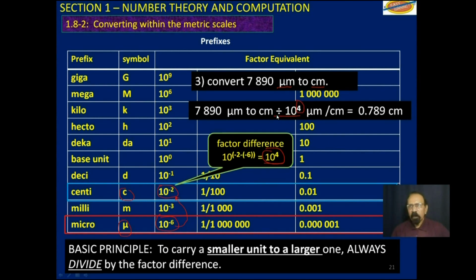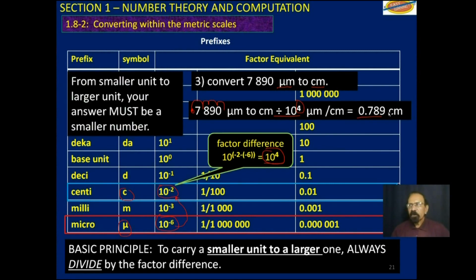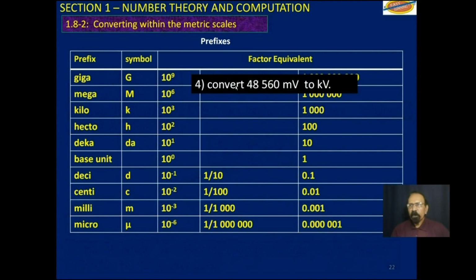There's a 4 here. You move this point 1, 2, 3, 4 places, and you get 0.789 centimeters. Remember again, you are carrying a smaller unit to a larger unit. Your answer must be a smaller number than the number you began with. That's example 3.